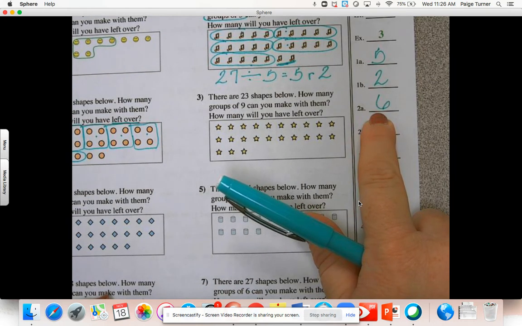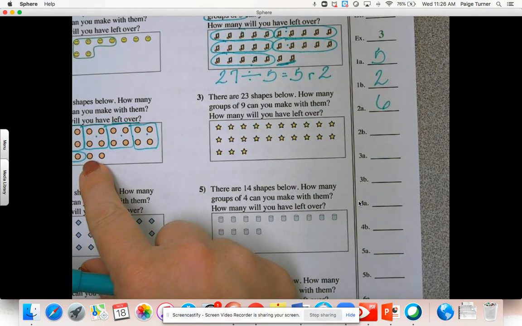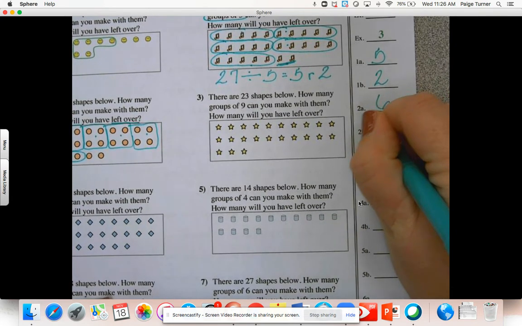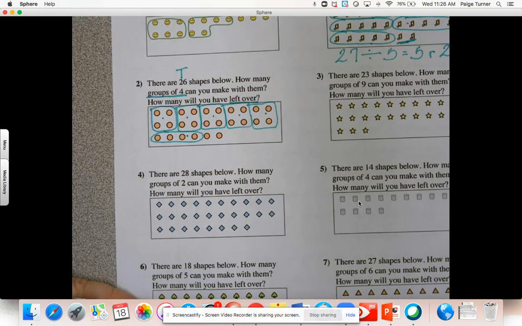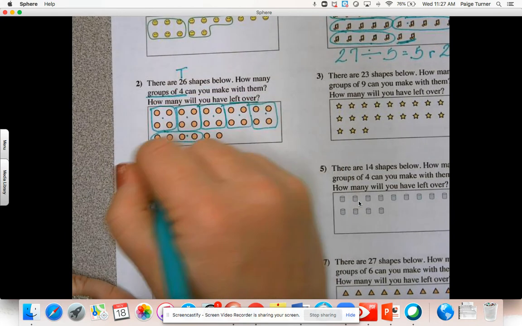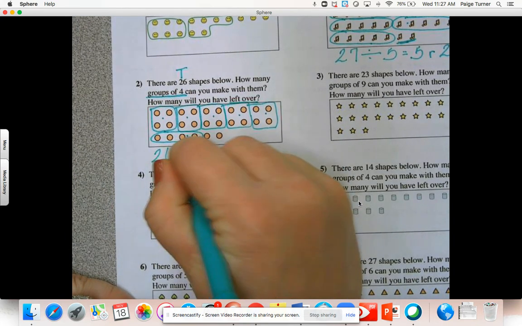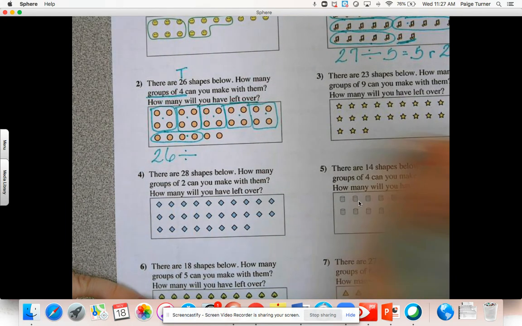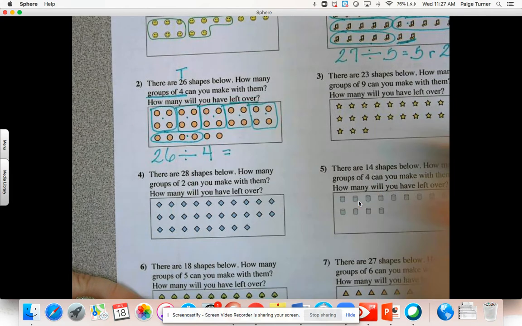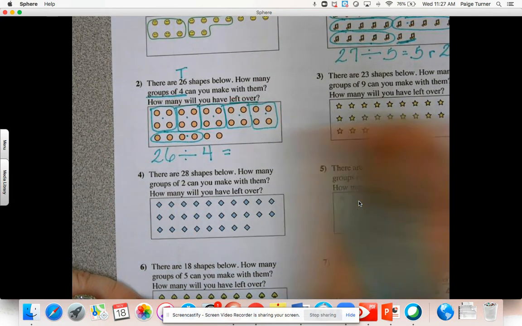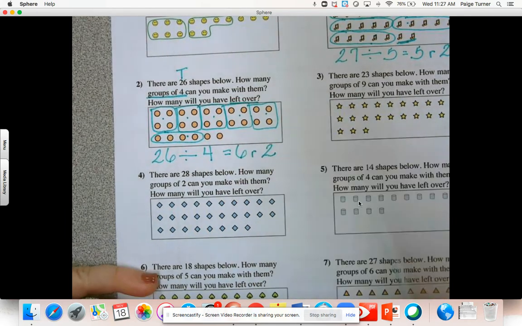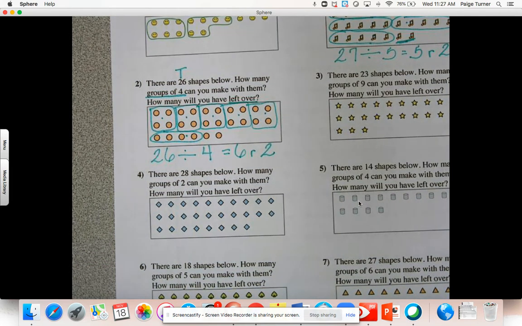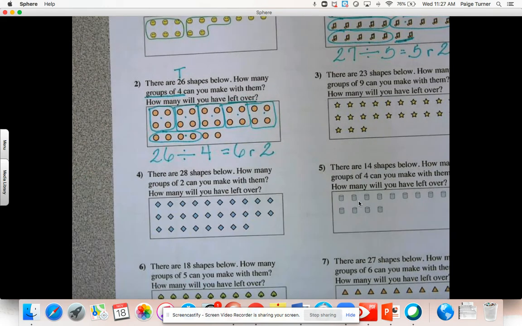We made 6 groups. And then look, how many shapes were left over? We had 2 shapes left over. So that's our next answer to 2B. 2 shapes left over. So now, if we were to write this as a division problem, what would that division problem be? Well, we took our total, which was 26 shapes altogether. We split that equally, or you could say divided that equally, into groups of 4. So that's 26 divided by 4. How many groups did we make? We made 6 groups. And how many shapes were left over? We had 2 shapes left over. So that's 26 divided by 4 equals 6 remainder 2. 6 remainder 2. Okay? All right, so let's keep going here.